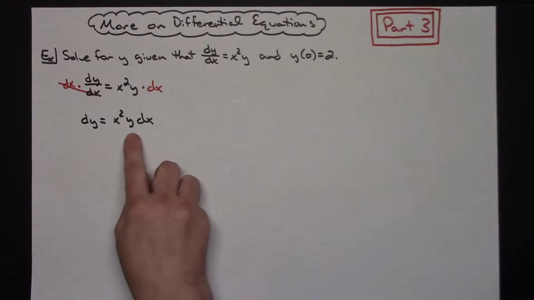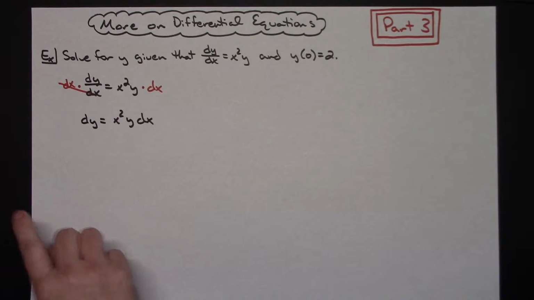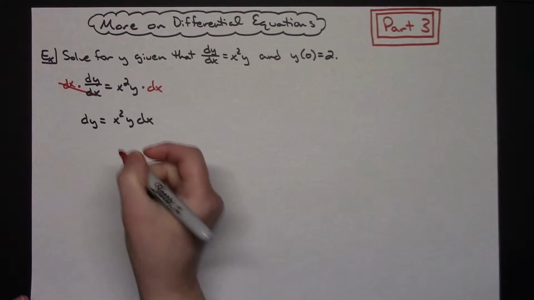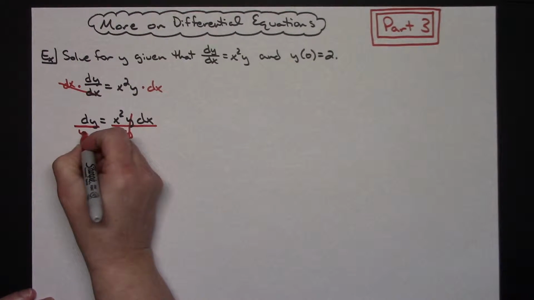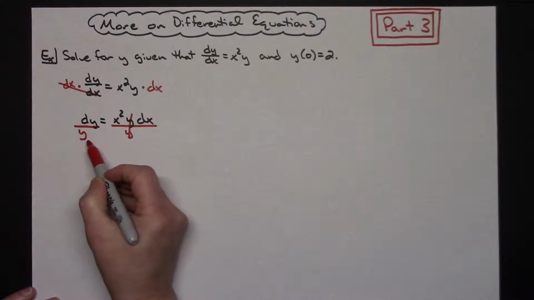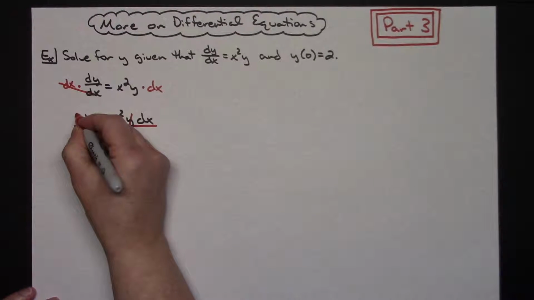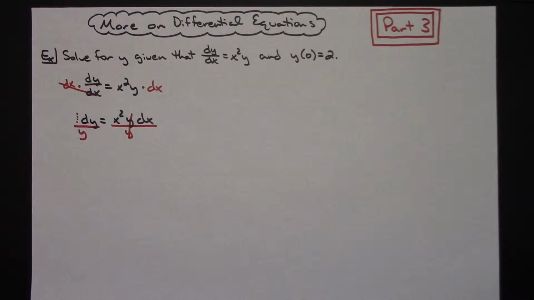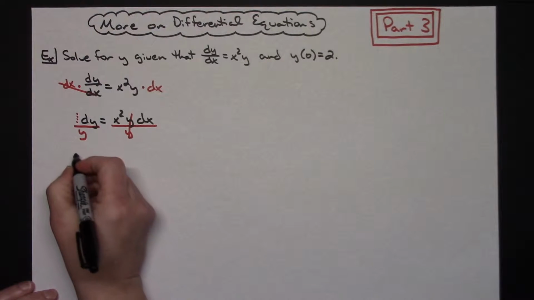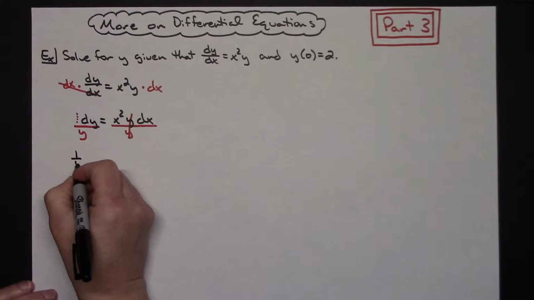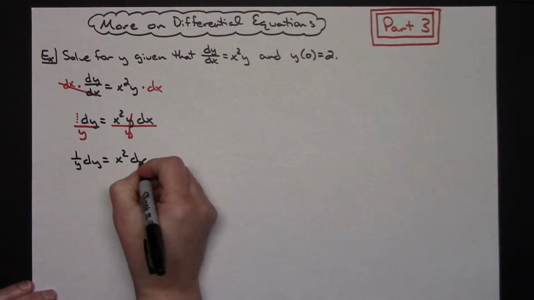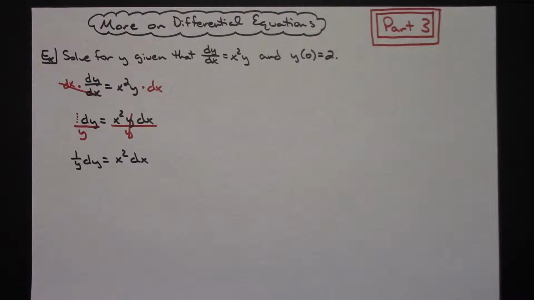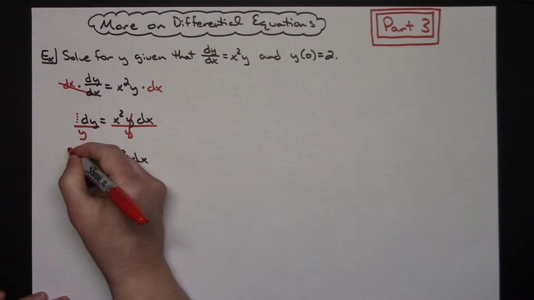Now I still have the y on the right hand side. I need to get that over on the left hand side, so I'm going to divide by y. Divide by y, they're going to cross out over here, and divide by y over here. Now I do want to clean this up a little bit so that when I integrate it, it's going to make a little bit more sense. I've got that imaginary 1 in front there, so I'm going to write this as 1 over y dy is equal to x squared dx. Now I have completely separated the variables. Next step would then be to integrate both sides.